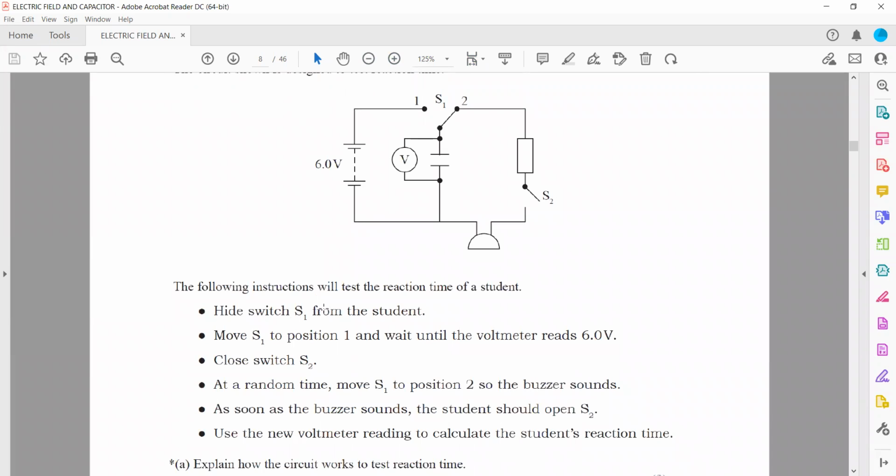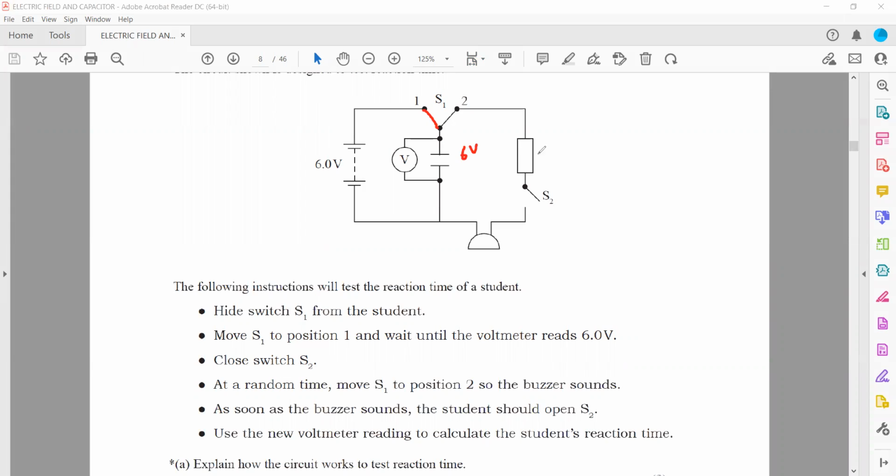We hide the switch S1 from the student. Move S1 to position 1. So we will first place it at position 1. And then we'll wait until the voltmeter reads 6, because at first it's charging. So when we connect here, the capacitor will start to charge.